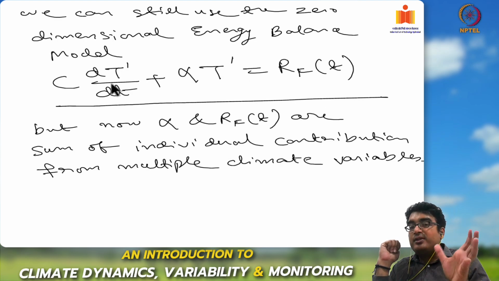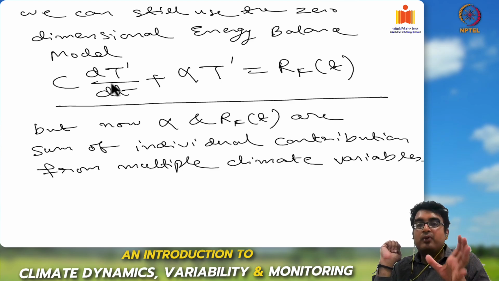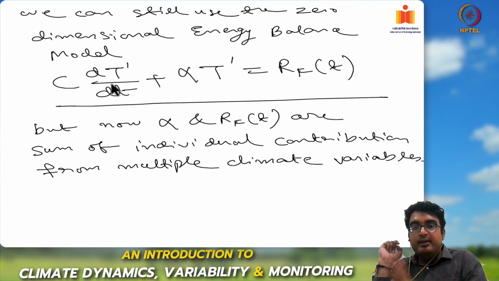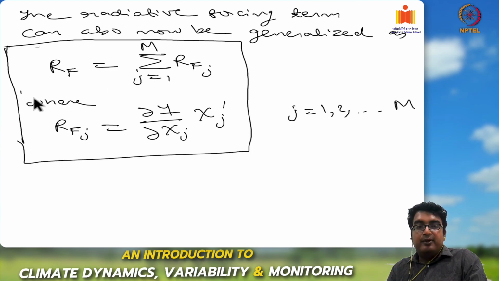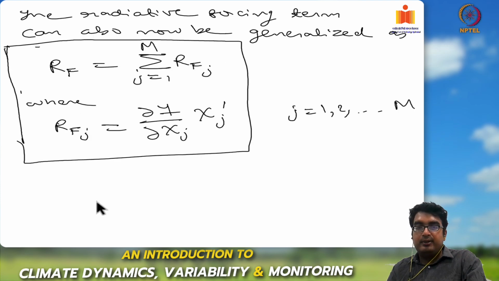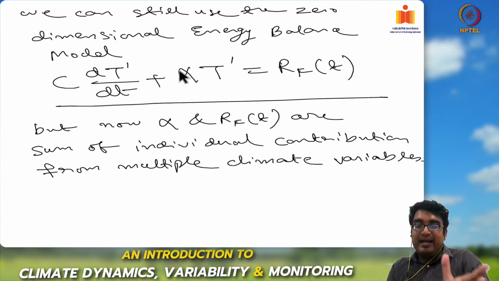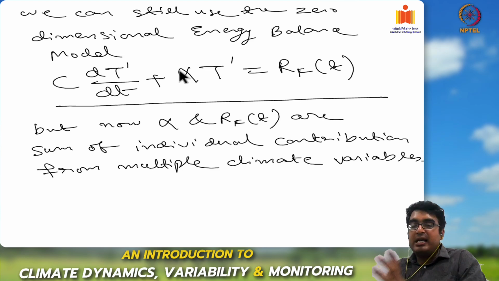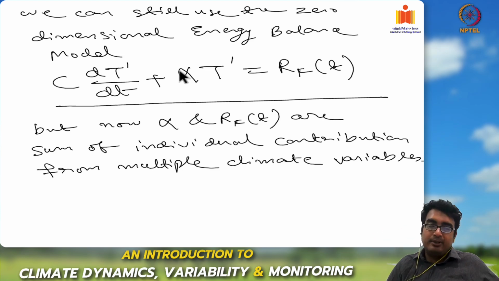We can still use the zero-dimensional energy balance model, C dT prime dt equals alpha T prime plus RF(t), just that the RF becomes this expression here and alpha becomes this expression here. Alright. So we have just expanded the reach of RF and alpha to contain all possible variables, temperature dependent or temperature independent, and we are using the zero-dimensional energy balance model.